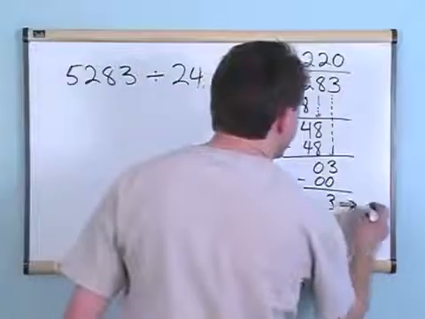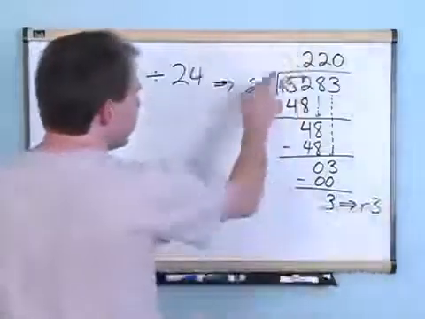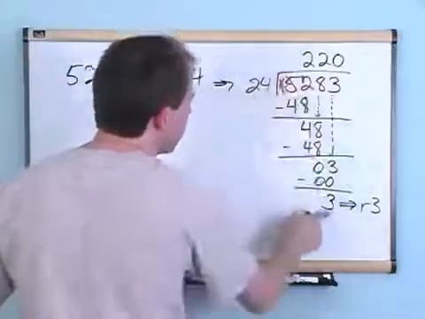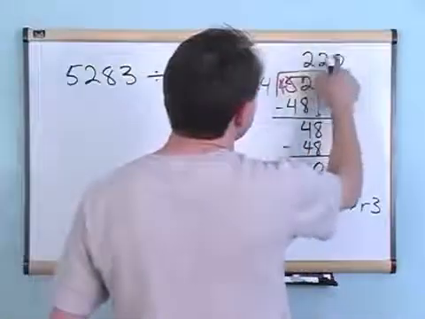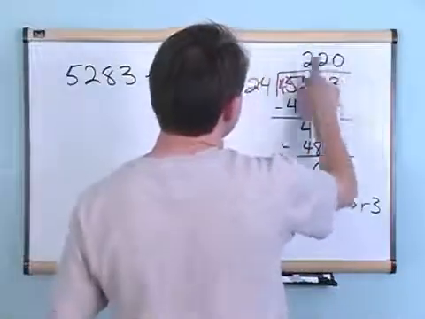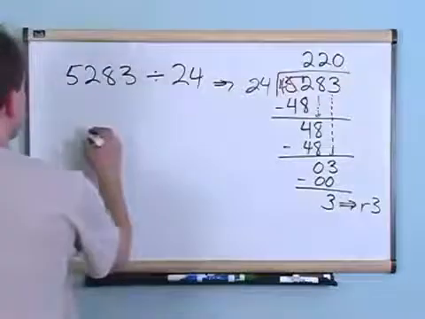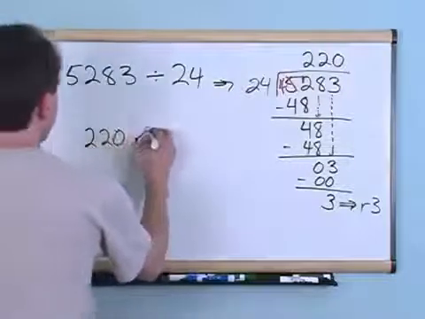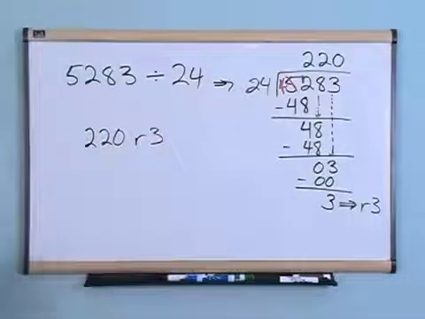So that just means you have a remainder of 3 because there's no more digits to put up here. 24 can't be divided into 3, and there's nothing else to write. I've got all of my digits up here above all the columns here. So the answer is 220 with a remainder of 3.